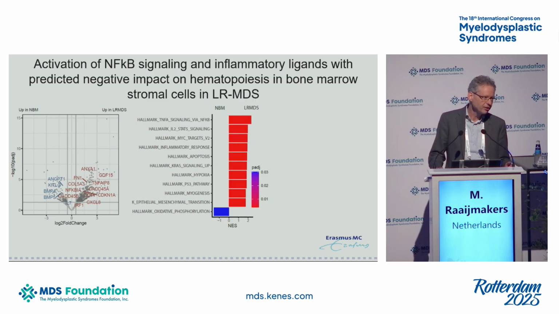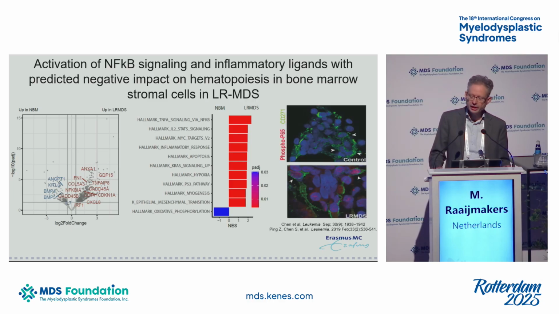And this is, I think, consistent with earlier data, and this is at the protein level, looking at phosphorylated P65, where you can see that in the lower picture, in low-risk MDS, there is NF-kappa beta activation in stromal cells, but also in hematopoietic elements, and I'll come back to that.